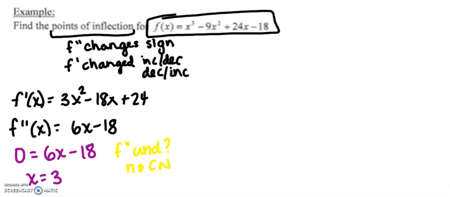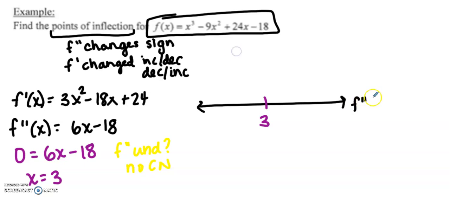Sorry, I shouldn't say critical number. It's a possible point of inflection. All right, well this time 3, my possible point of inflection, came from the second derivative. So I call this number line f double prime. And I'm going to do a test just like I did before.